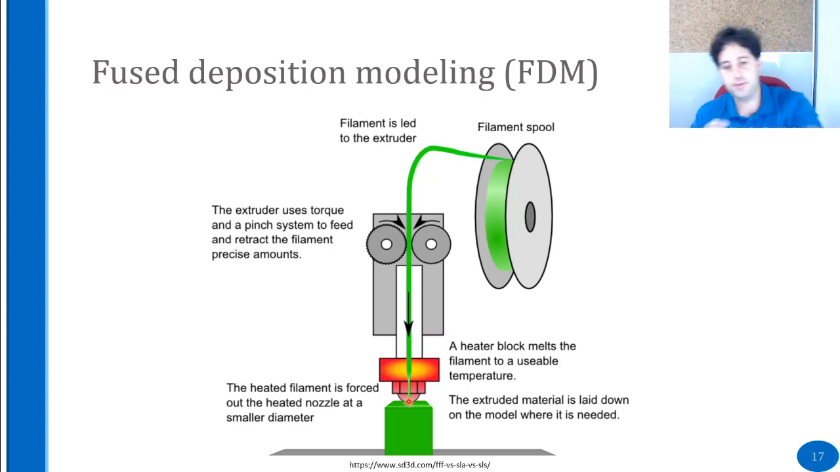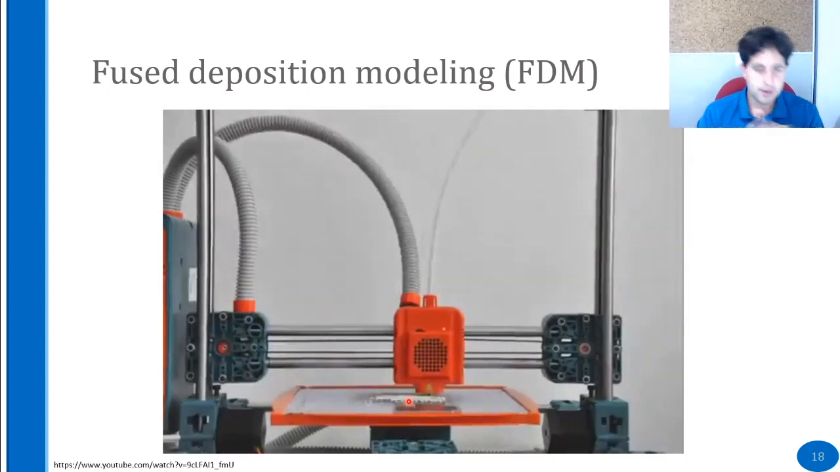And then when you put the plastic down, it cools in the surrounding environment and solidifies, it becomes solid. And then you can put another droplet of plastic on it. And that's the whole idea. So here is an example.